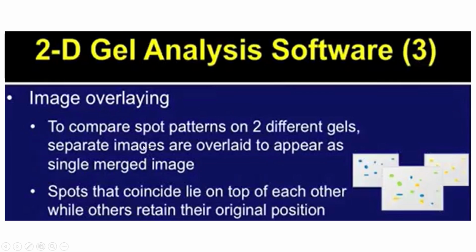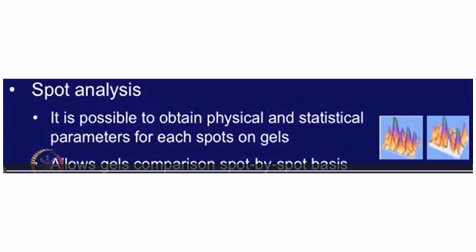So it can help you in image overlaying, and that will help you to understand that in this gel it is overexpressed, in this gel it is lower expressed, and in this gel this protein is present, but in this it is not at all present. Because in the disease state there might be a few proteins which are not able to express, or there is some protein which is not there in the healthy individual. All of that can be determined using these techniques.